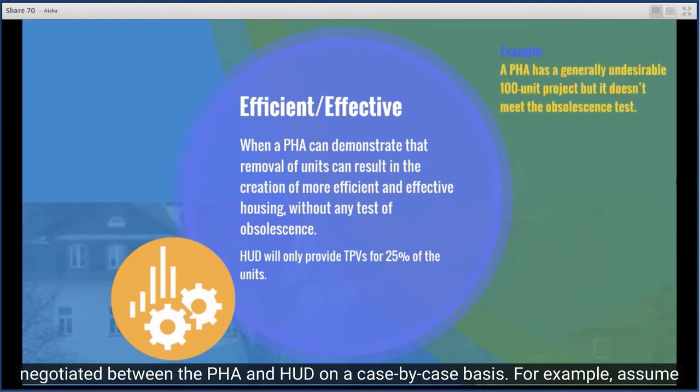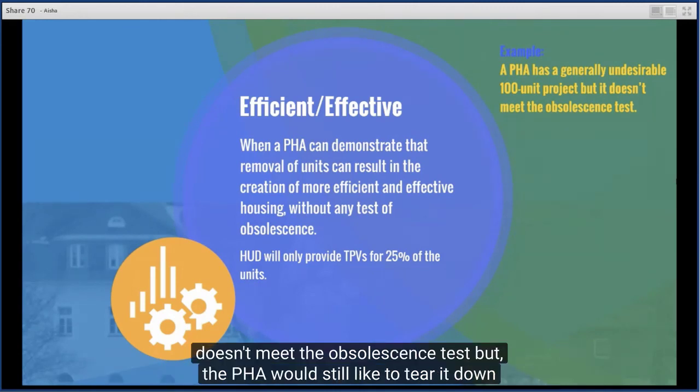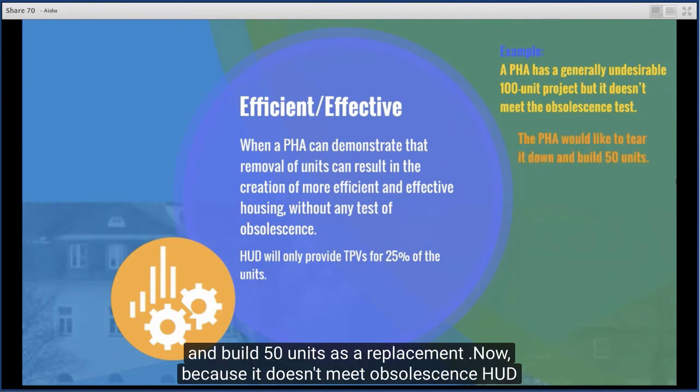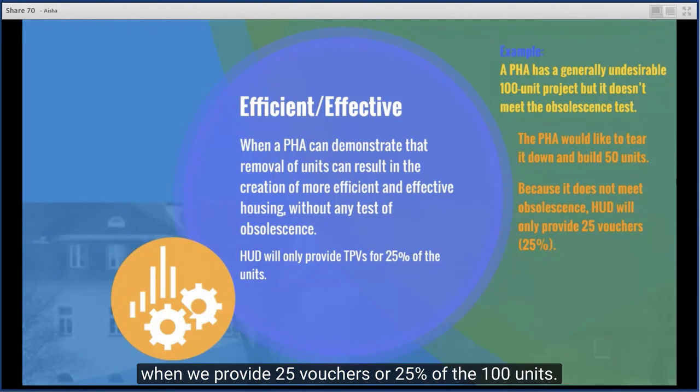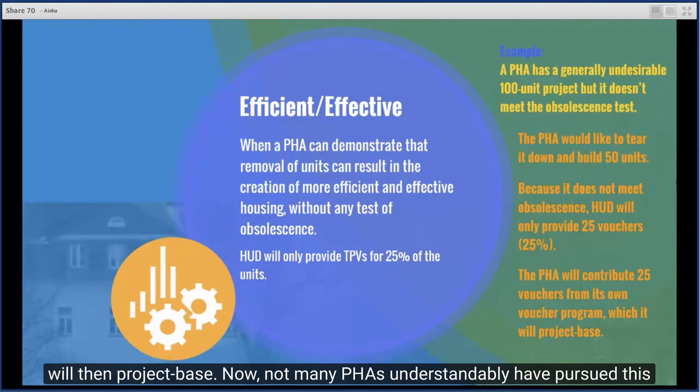For example, assume that a PHA generally has an undesirable 100-unit project that doesn't meet the obsolescence test, but the PHA would still like to tear it down and build 50 units as replacement. Now, because it doesn't meet obsolescence, HUD will only provide 25 vouchers, or 25% of the 100 units. The PHA will, in this case, contribute 25 vouchers from its own voucher program, which it will then project base.